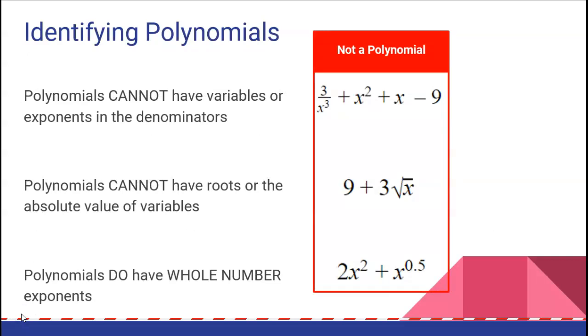Okay, so when we talk about identifying polynomials, these are the traits that we're looking for. A polynomial cannot have variables or exponents in the denominators. So if you see something like x to the third in our denominator right here, it is not a polynomial. Polynomials cannot have roots or absolute values. So right here, we know that this is not a polynomial because it has a square root. And polynomials do have whole number exponents. So this right here would make this not a polynomial. This is not a whole number exponent.